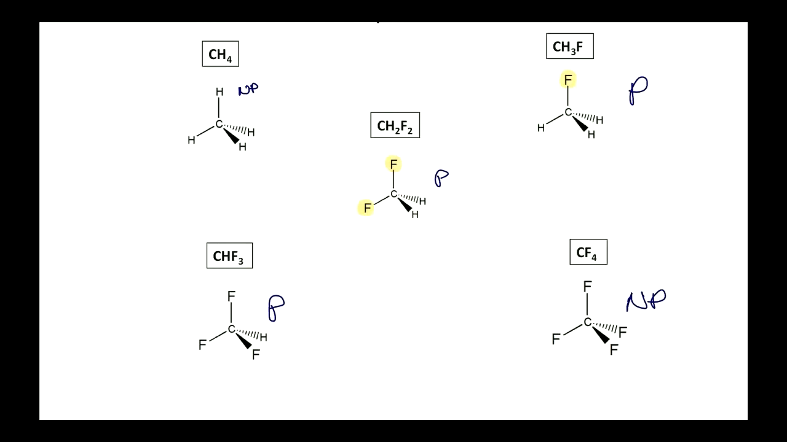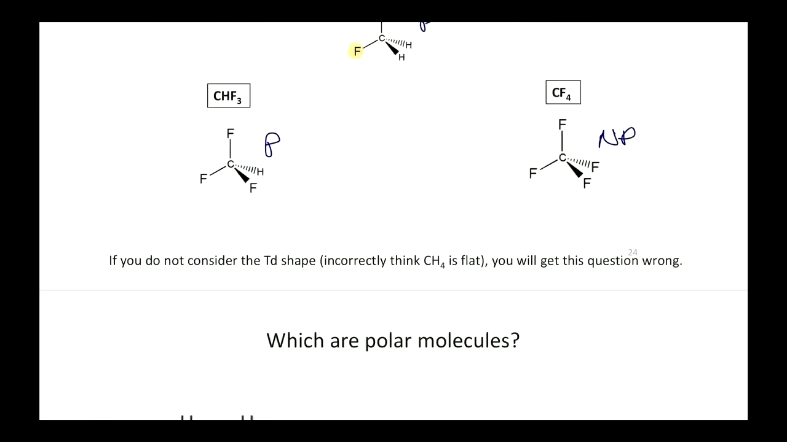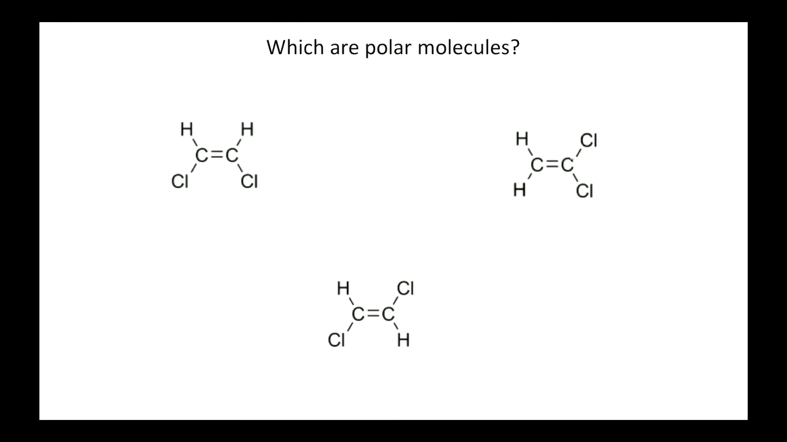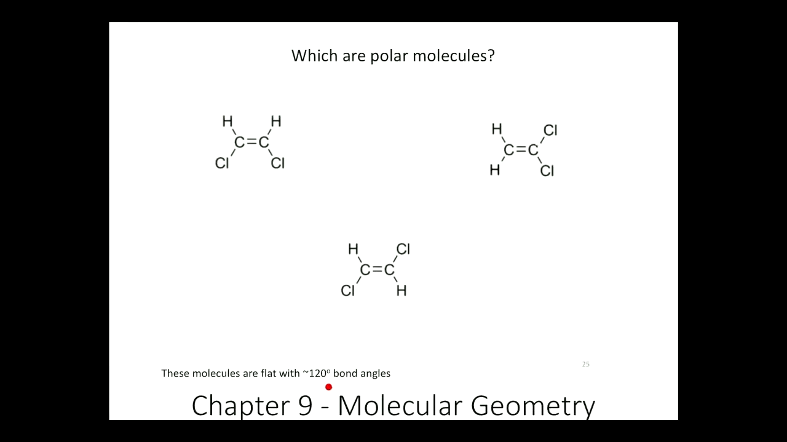All right, let's do one more, okay? Which ones are polar? This one's a little bit tougher because we don't have a central atom. I'm telling you here that we have a carbon-carbon double bond. All of these molecules are flat, where all the bond angles are basically 120 degrees. So still think about the babies and bodybuilders analogy, and let's see if we can figure out which ones are polar and which ones are nonpolar.